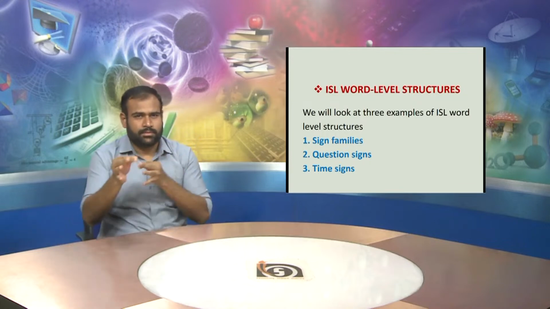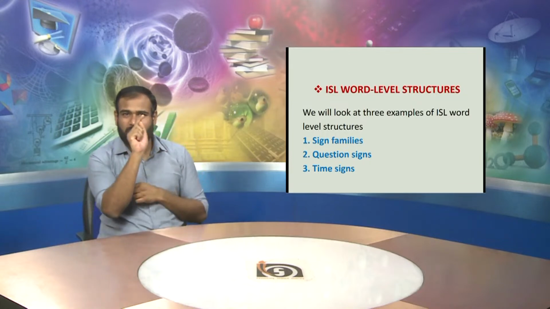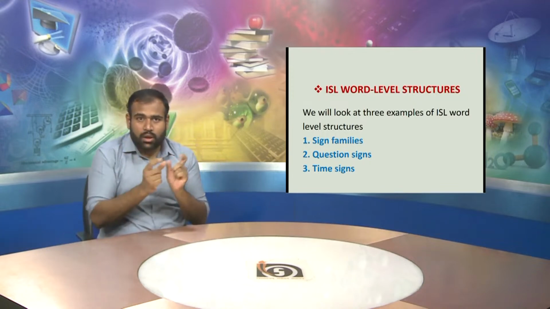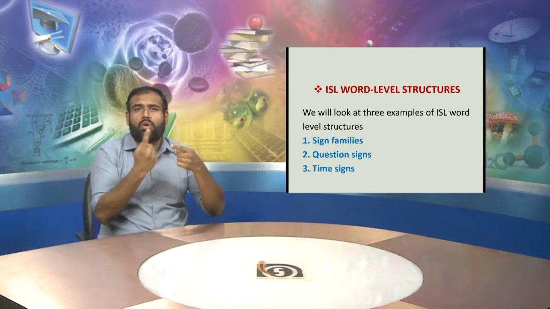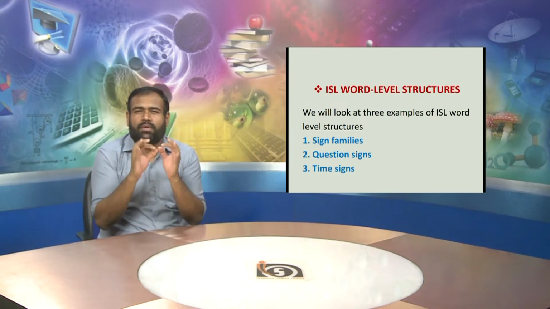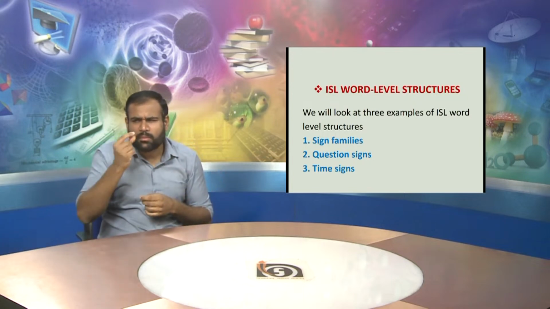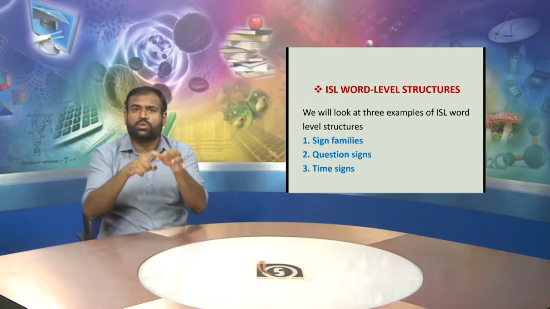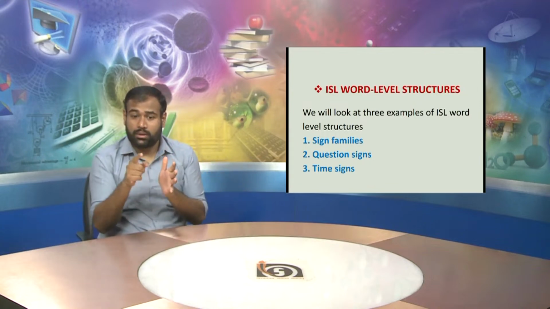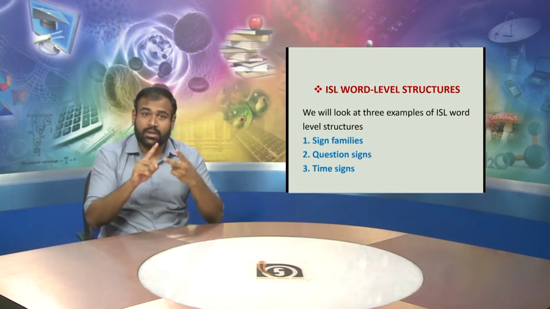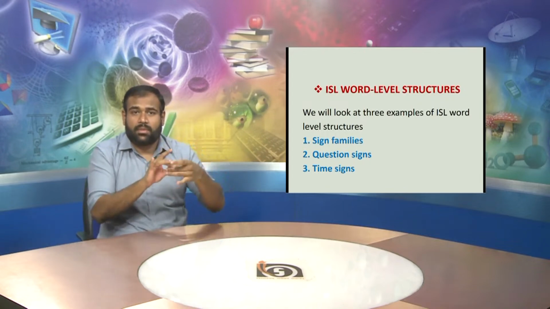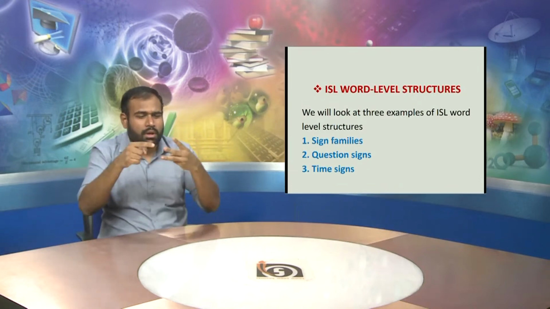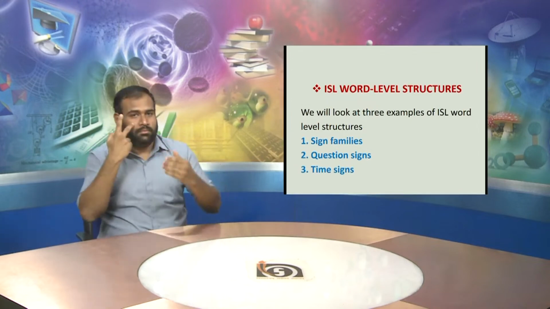Now let's understand ISL word level structure. You can see the slide with some points in this. You can see the 3 points on the screen. We will look at all these 3 with examples of ISL word structure. The first is sign families. Then there are also question signs. And the third is time signs. We will be understanding all these three in detail.